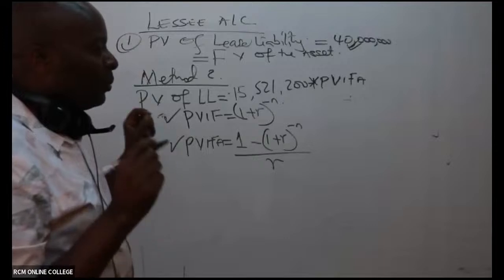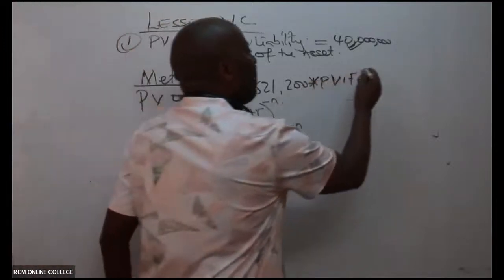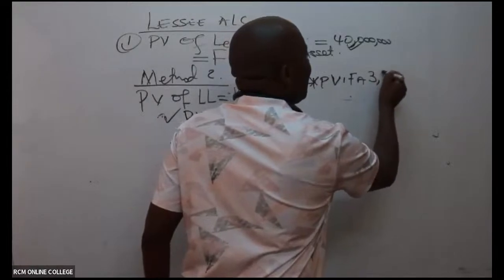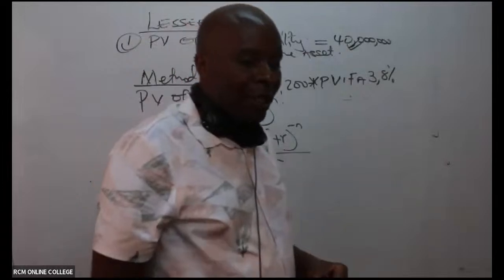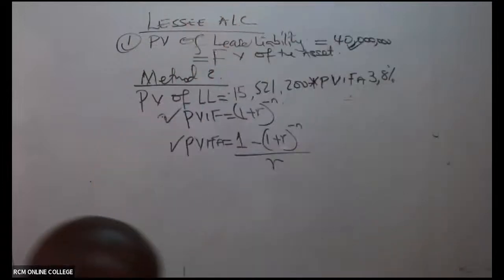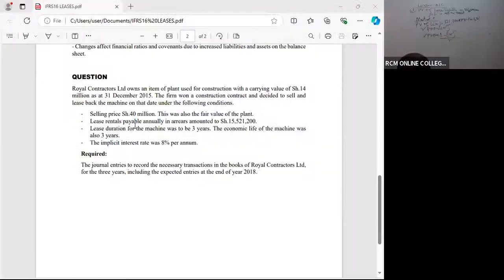I will multiply this with the PVFA to discount this. Remember, it will be over a period of 3 years, and they have given us the interest rate, which is 8%. They have told us the lease duration for the machine is 3 years, and the economic life of the machine was also what? 3 years.